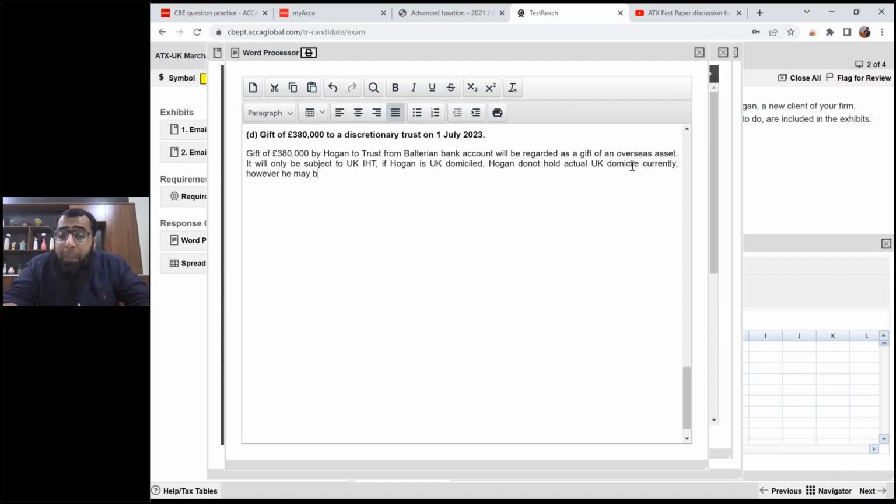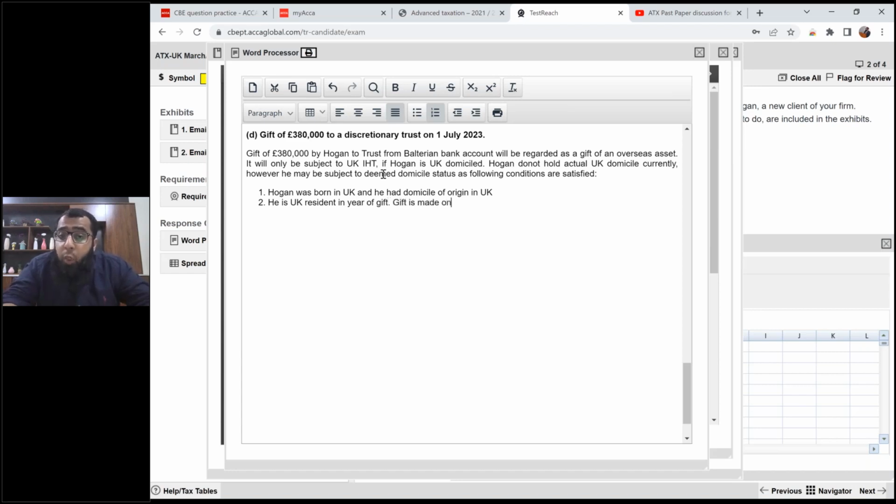However, he may be subject to deemed domicile status as the following conditions are satisfied. Now, what are those conditions? Number one, Hogan was born in UK and he had domicile of origin in UK. He is UK resident in year of gift.